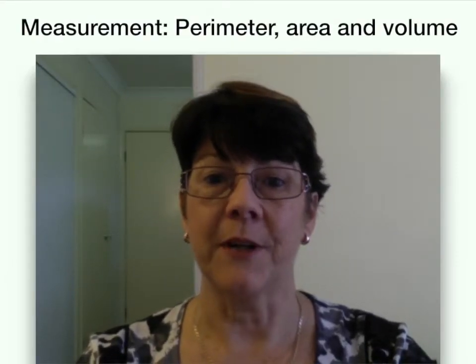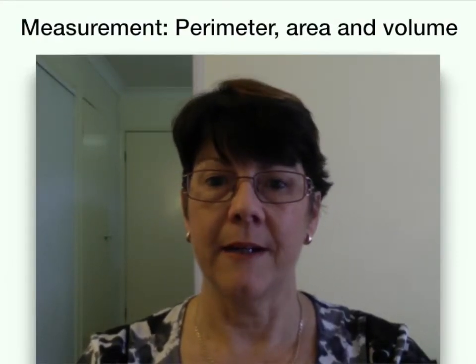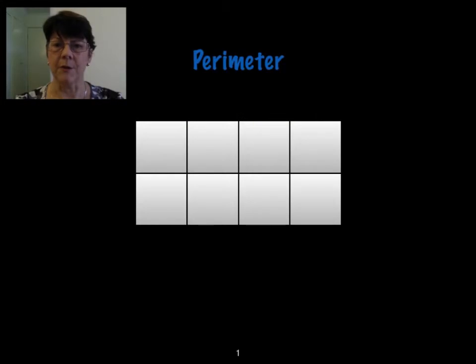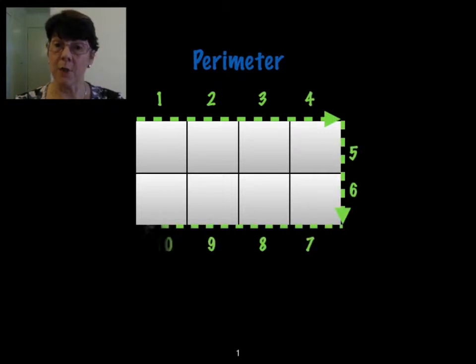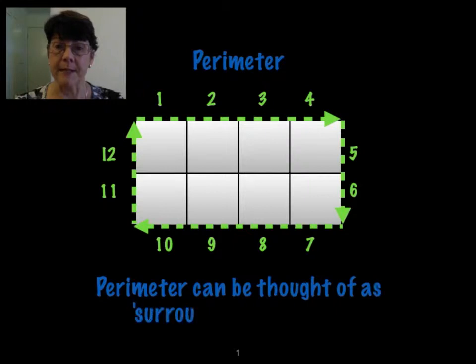Today we're going to be talking about perimeter, area, and volume. Let's look at perimeter first. Perimeter is the distance around an object. It could be a regular object or an irregular object. A nice key word for perimeter is surrounding. We think of the perimeter as surrounding an object.